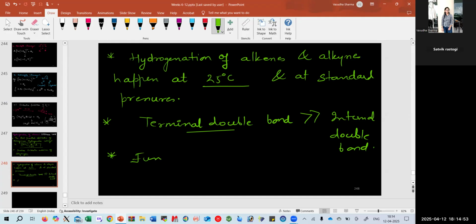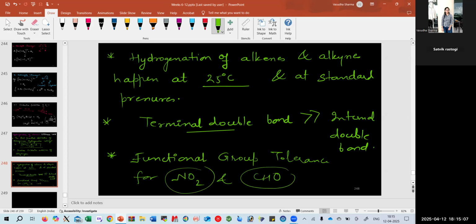It does have functional group tolerance for NO2 and aldehyde groups. That means if you have a nitro or aldehyde group in your alkyne substrate, that is not going to be hydrogenated into NH2 or methanol or something. It is not going to happen in that way. So it has functional group tolerance.